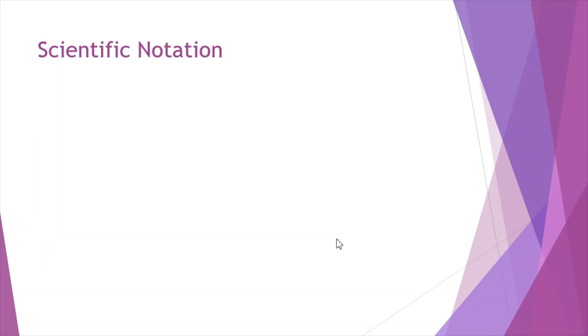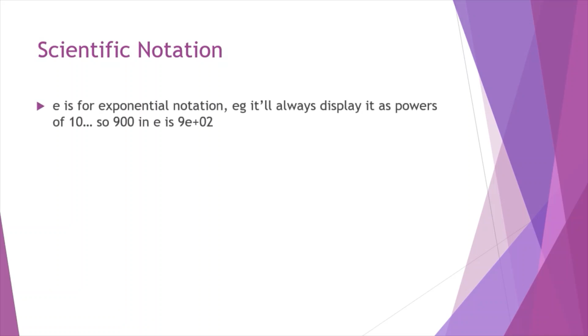A bit about scientific notation as well. E is for exponential notation. It'll always display it as powers of 10. So 900 is 9e+02, basically. It'll always show something between 1 and 10 here. It'll never go above there.